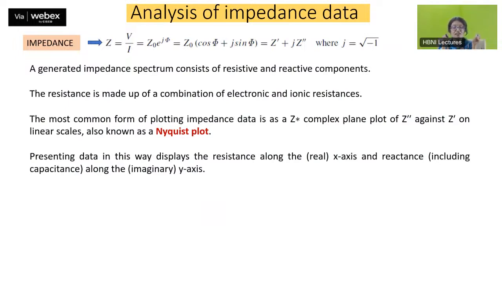So the resistance here is made up of electronic as well as ionic resistance. The most common form of plotting impedance data is a Z star complex plane plot of Z double dash against Z hash on linear scales, and this is known as the Nyquist plot. Presenting data in this way displays the resistance along the real or x-axis, and the reactance, including capacitance, along the imaginary y-axis. So your x-axis is the real axis, whereas your y-axis is the imaginary axis.